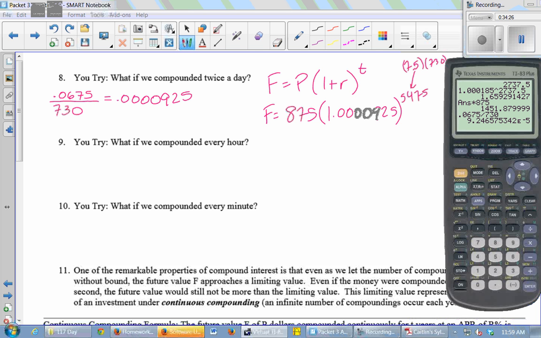All right, so now I'm going to have my calculator do all of this calculation without any rounding. So I'm going to take this interest rate and add 1. And I'm going to raise that to the 5475. And then I'm going to multiply by 875. And I get 1451 dollars and 64 cents.